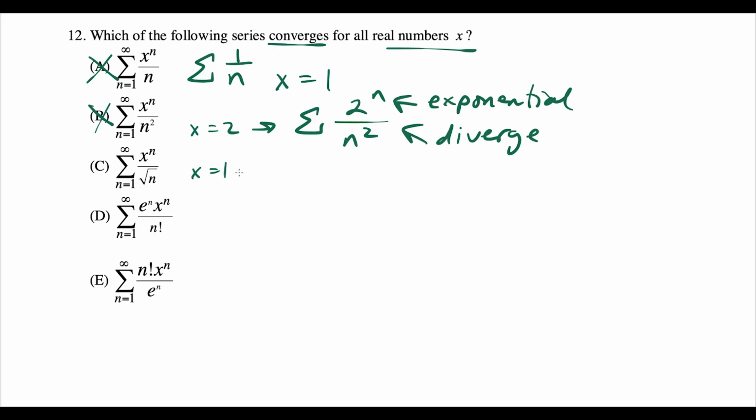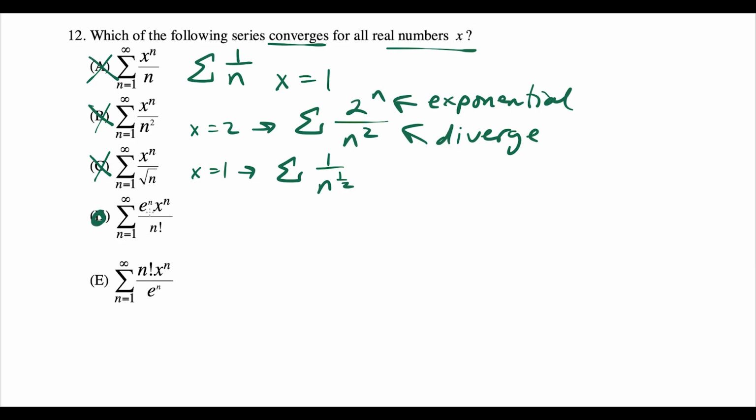This one, same argument. We could use x equals 1, and that's going to give us the series 1 to the n over radical n, which is n to the half, and this is a divergent p-series because p is 1/2, which is less than or equal to 1. So this one does not converge for all x. Now, this one here is going to be the answer, choice D.